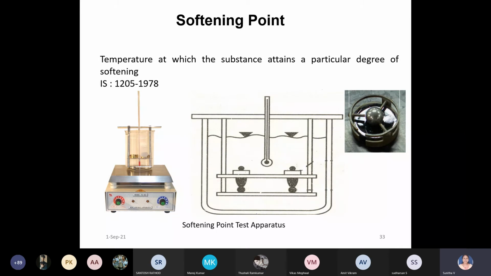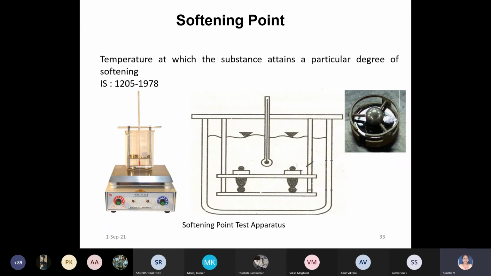Next test is softening point. Softening point is the temperature at which the substance attains a particular degree of softening. Because if you are heating the bitumen, it will get softened, its consistency will change, and it will be more in a liquid state. So how to tell the consistency at this temperature? What is the consistency? How to tell? For that you have to do the softening point test.